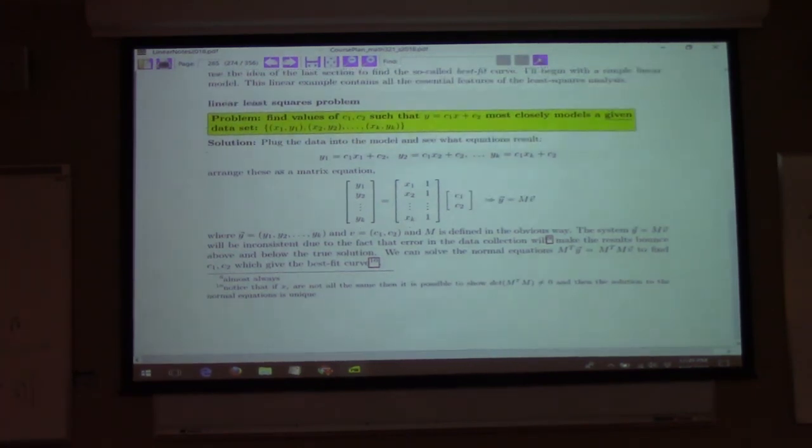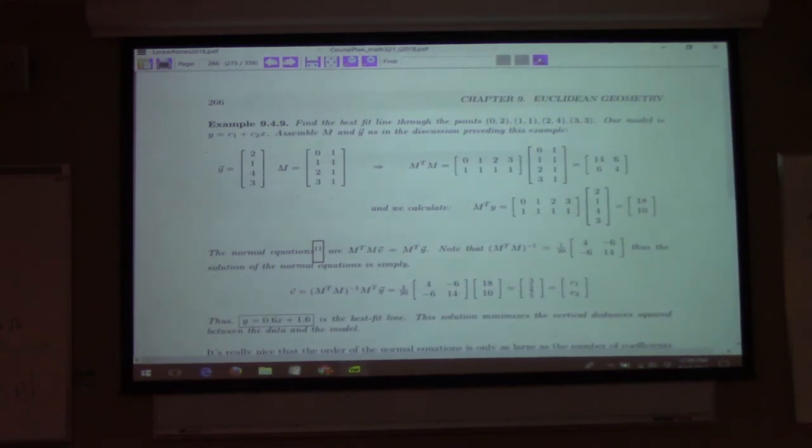Here's an actual example with numbers. To find the line closest to the set of 4 points like that, I shove these points into my linear system. It gives me this matrix problem. I multiply by the transpose of the matrix to find the so-called normal equation. This is 2 by 2, so I can multiply by the inverse to solve it. Wham, bam, and there's your best fit line, 0.6x plus 1.6. That's the line which is closest to this data set.